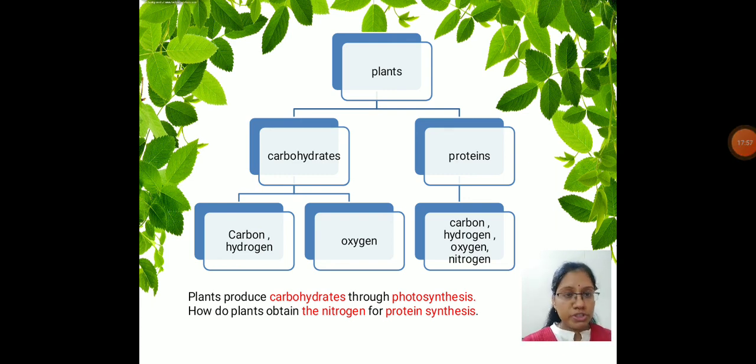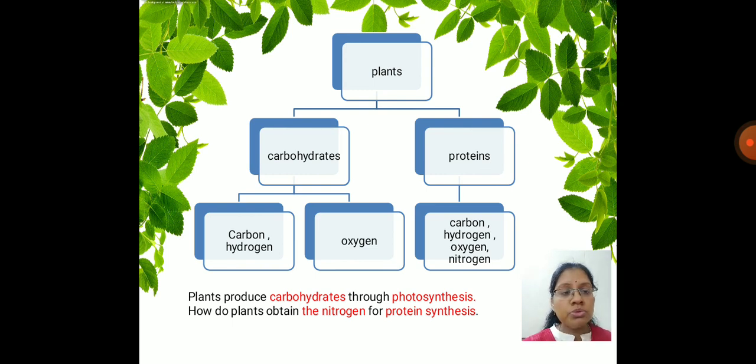Yes, students, now we are going to see, we all know that plants produce carbohydrates and proteins. The carbohydrates are produced by the process of photosynthesis, but how does the synthesis of proteins take place in plants? Carbohydrates contain carbon, hydrogen and oxygen atoms. These 3 atoms are the main nutrients present in carbohydrates. But for the synthesis of proteins, what is essential is carbon, hydrogen, oxygen and nitrogen.